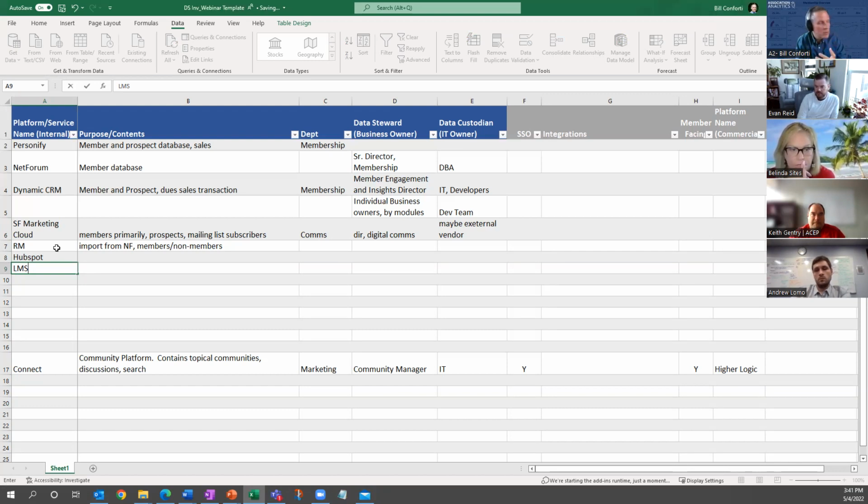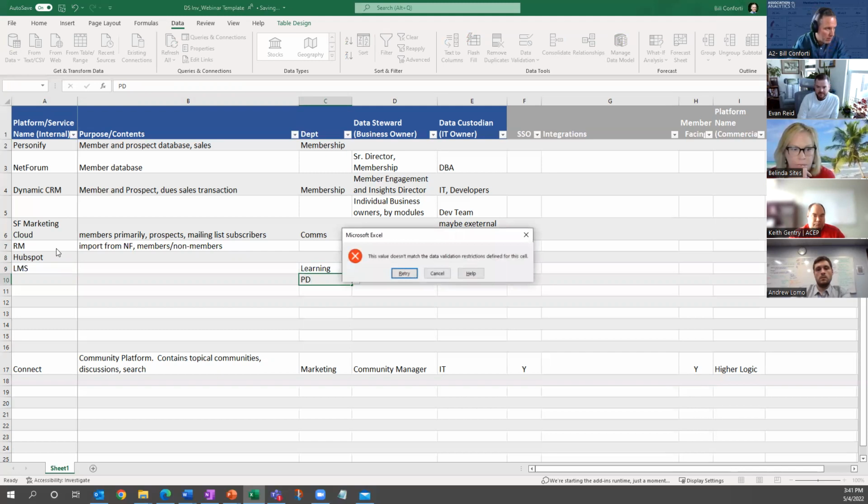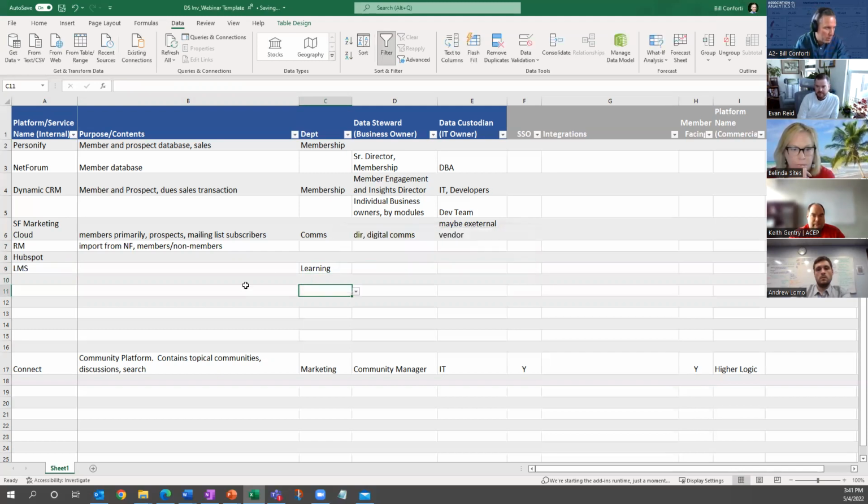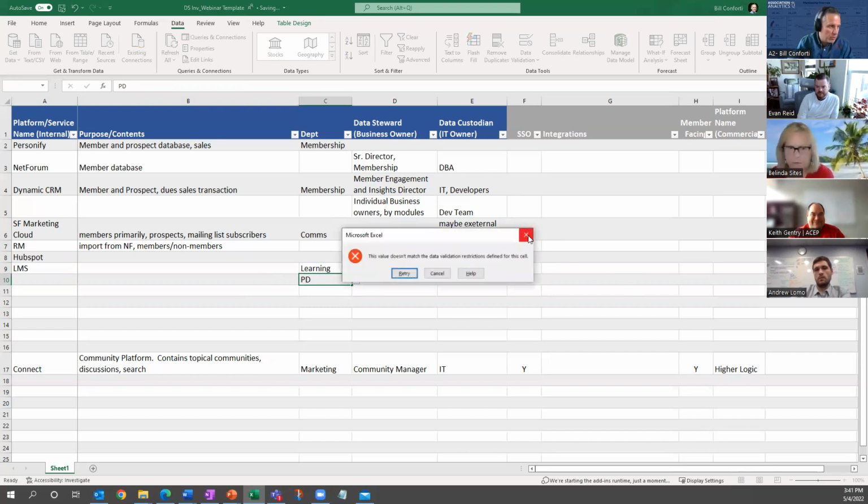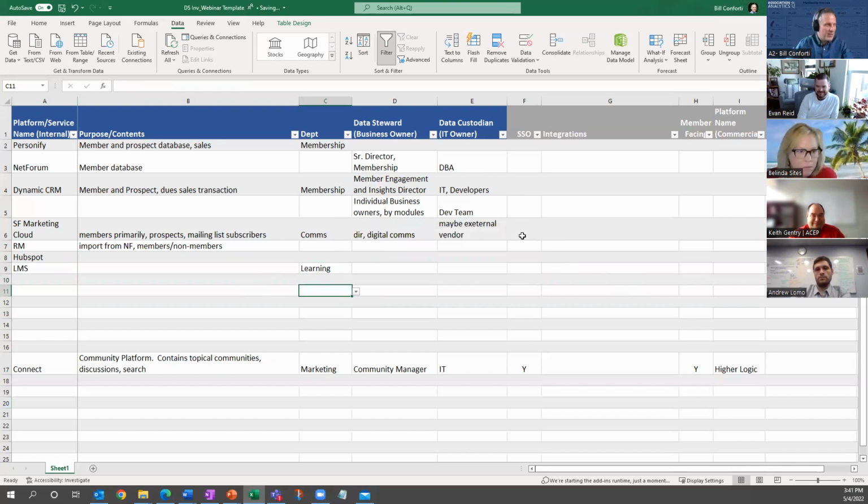Yeah. Okay. Anybody have an LMS but have it under membership? It's a member benefit and it's like continuing education or something like that. Okay. Is it fair to call that department learning, or do you call it something else? Professional development. PD. Okay, good. Same concept. Yeah. Education. Okay, that's good.